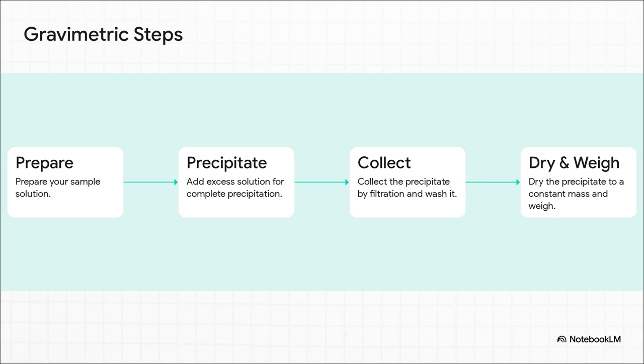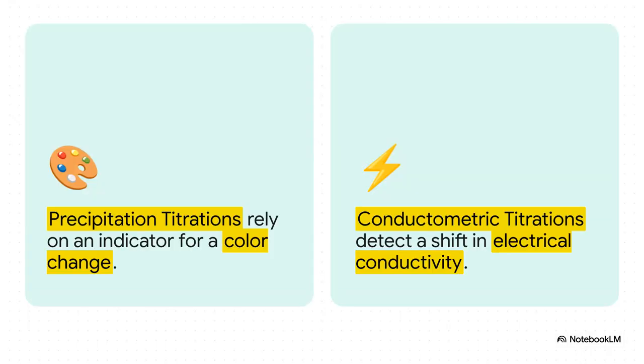First, we prepare our sample. Second, we deliberately add an excess of a reacting solution to force every single trace of our culprit to crash out of the water as a solid precipitate. Third, we capture that solid using filtration and wash it carefully to remove any straggling soluble stuff. Finally, we dry it completely and weigh it. By knowing the mass of that solid salt, we can calculate precisely how much of that ion was hiding in our original water sample. But let's be honest, all that filtering and drying, it can be incredibly time-consuming.